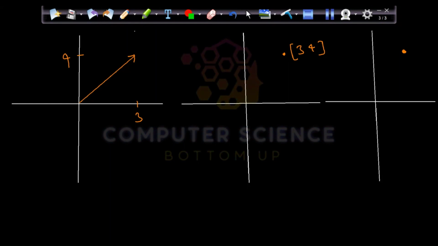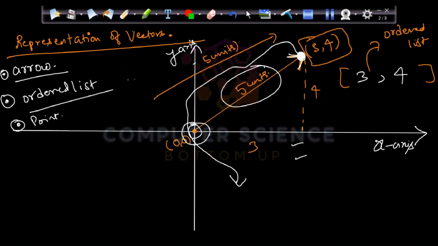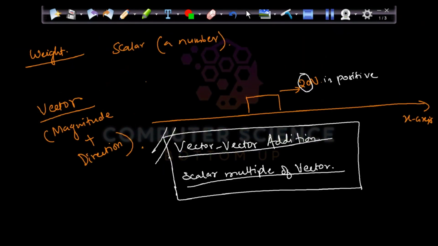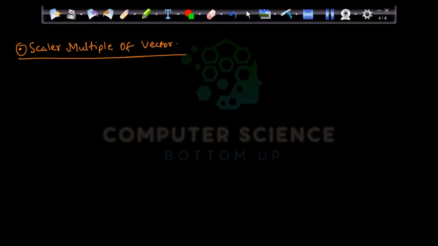Very good. Now, so far we have seen what a scalar is, what a vector is, and scalar addition and multiplication, you know that very well. It's just a number. When it comes to vectors, every vector operation can be written in terms of vector addition and a scalar multiple of a vector. So let's look into both of these things.